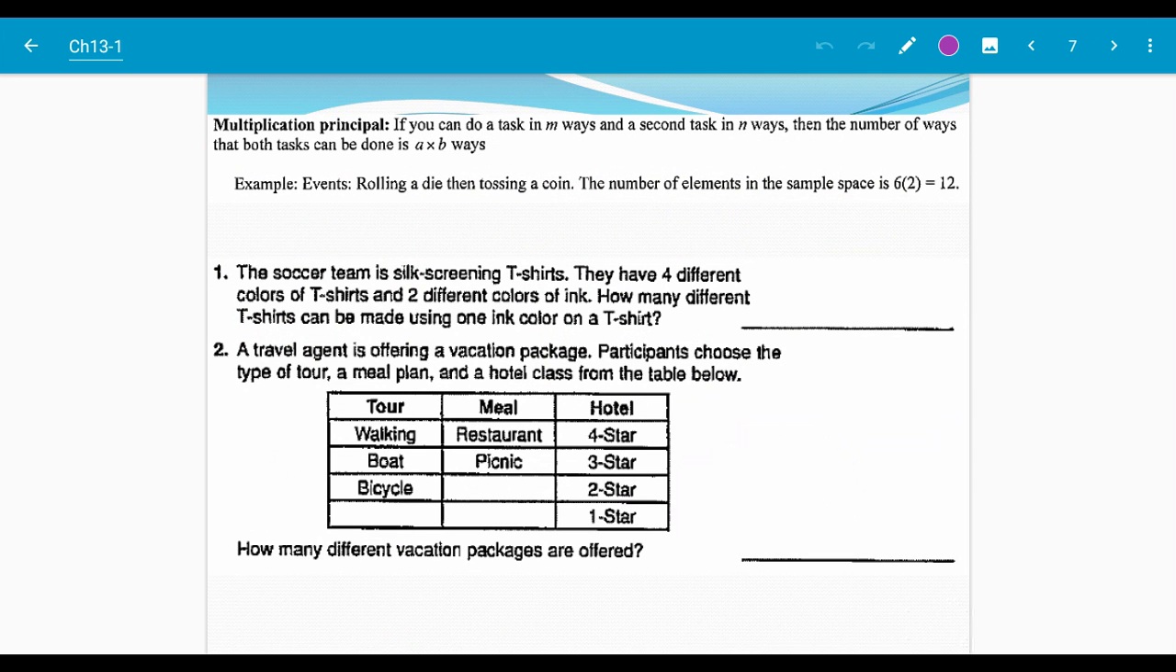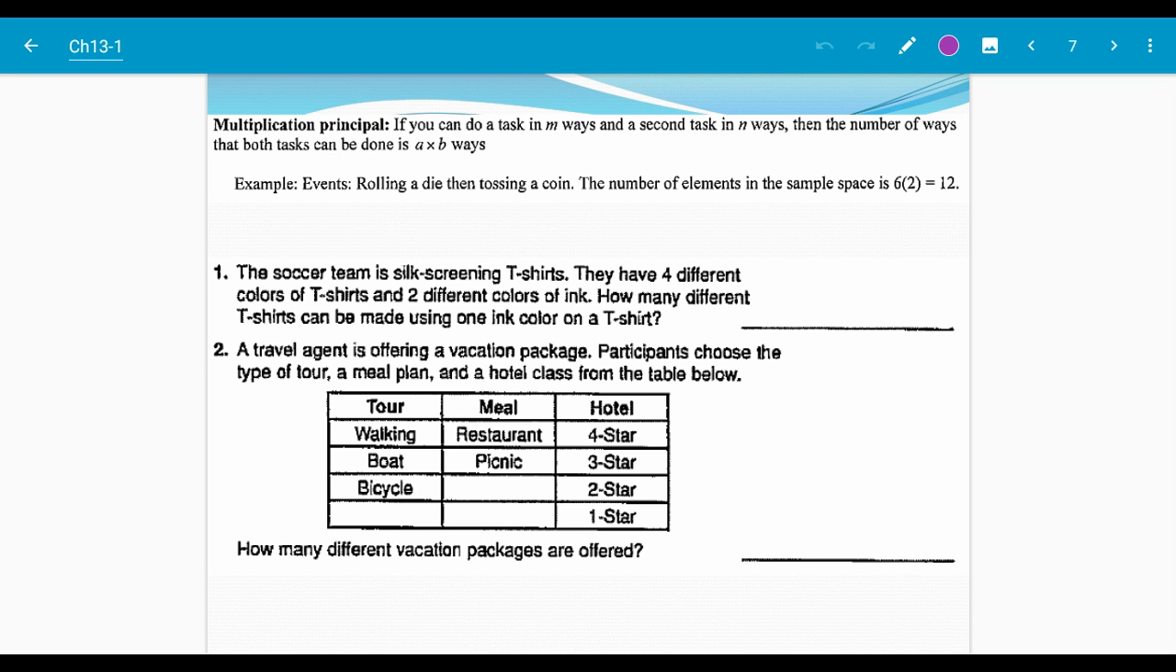Shifting gears a little bit, let's start talking about multiplication. We've been looking at adding different events together and their probabilities, if they're disjoint or not disjoint. This multiplication principle is a very, very fundamental idea that we probably could have and should have thrown into our lesson on Monday. If you can do a task in m number of ways and a second task in n number of ways, then the number of ways that both tasks can be done is m times n ways.